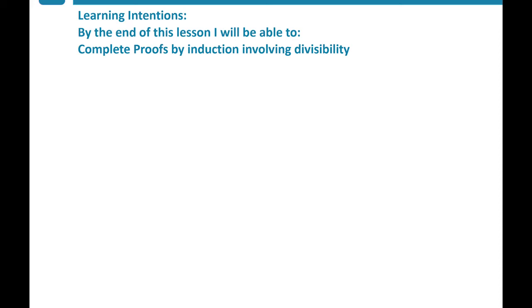Hi guys, today we're looking at proofs by induction involving divisibility. Our learning intention for today is that by the end of this lesson you will be able to complete proofs by induction involving divisibility.